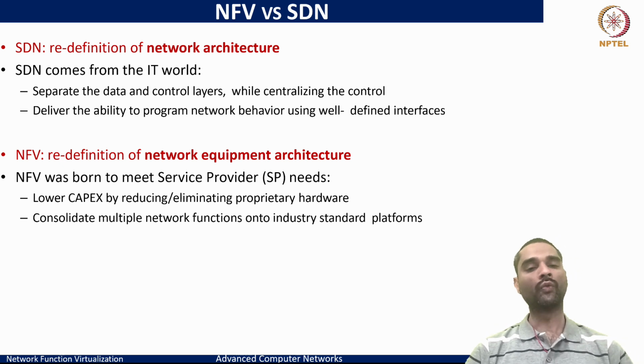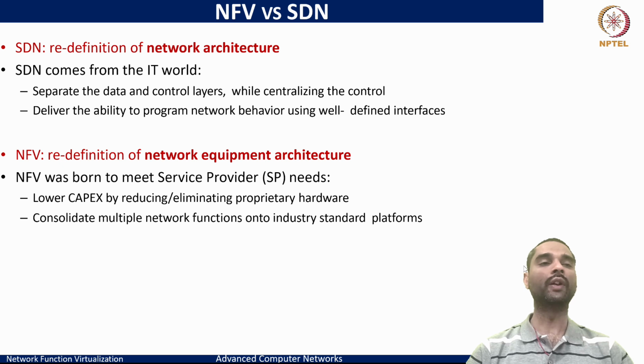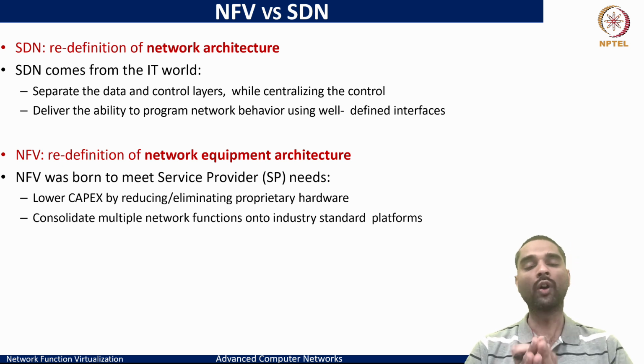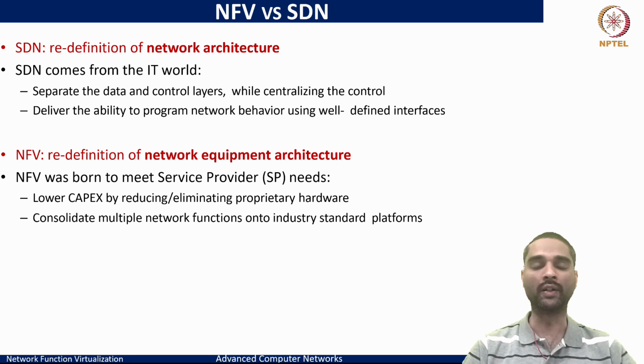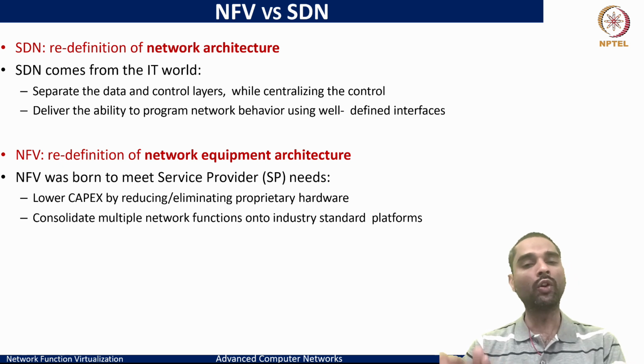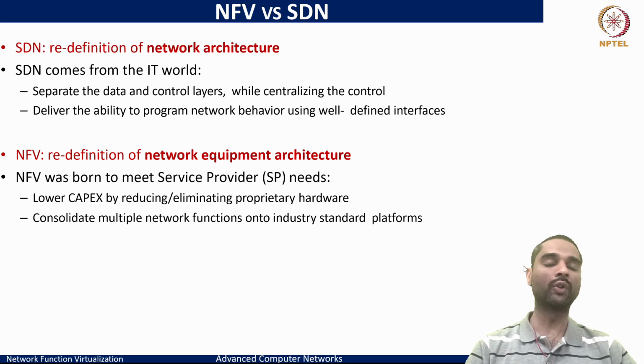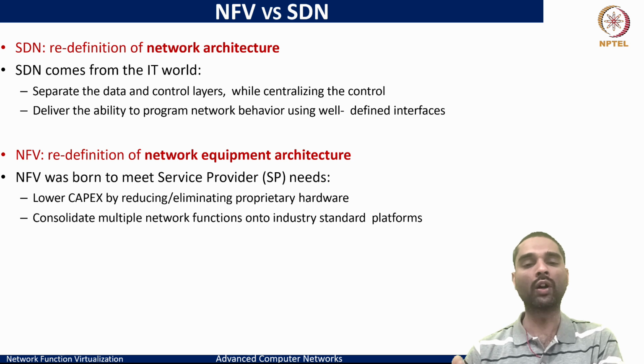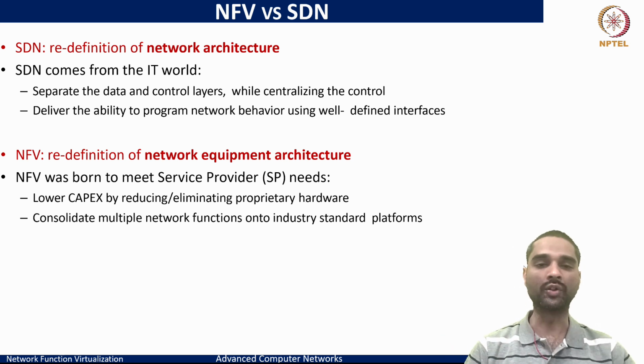While with NFV, what we have seen is the redefinition of the network equipment architecture, or network equipments themselves, in terms of how these network equipments are built. Think of a router as a network equipment, switch as a network equipment. All of these need not be proprietary devices. The NAT as a network equipment, firewall as a network equipment. None of these need to be built as proprietary hardware. We have now redefined that we can rebuild these as software functions.